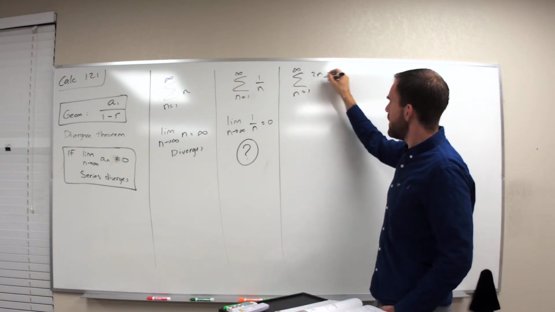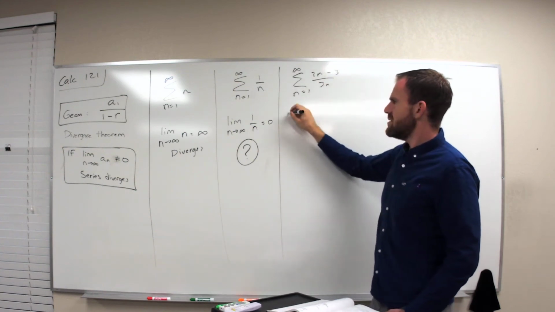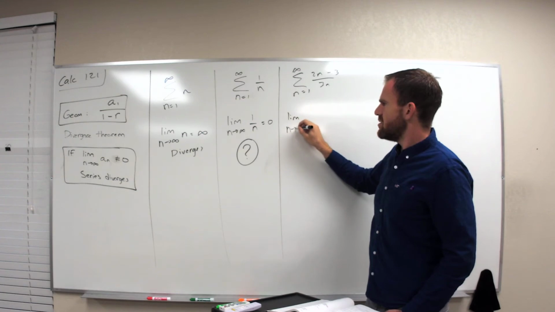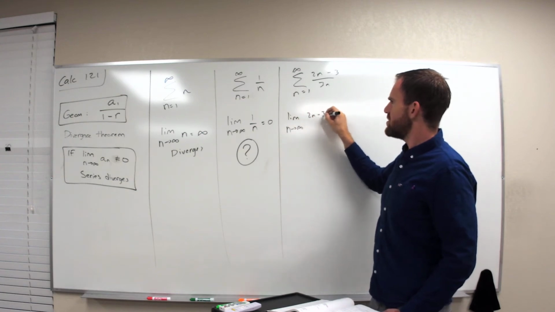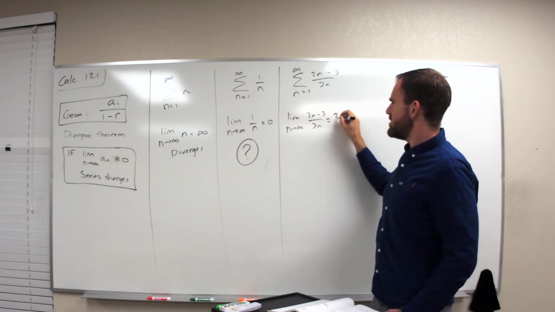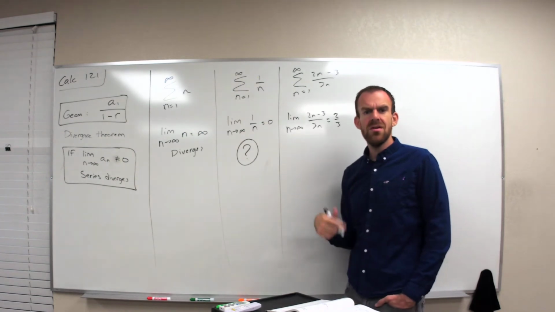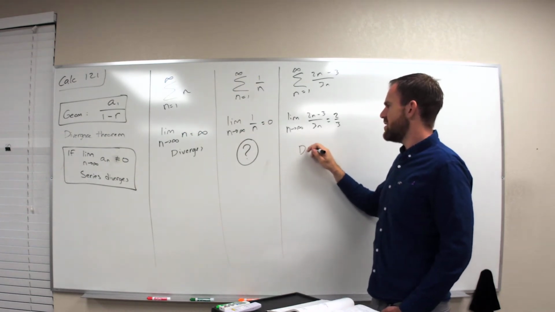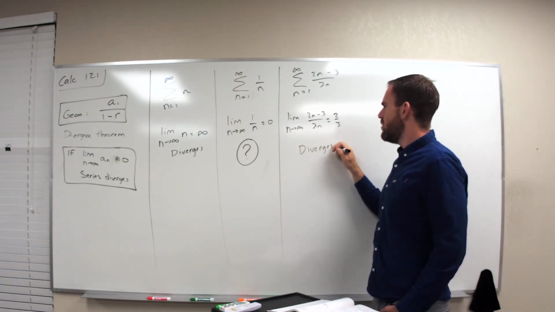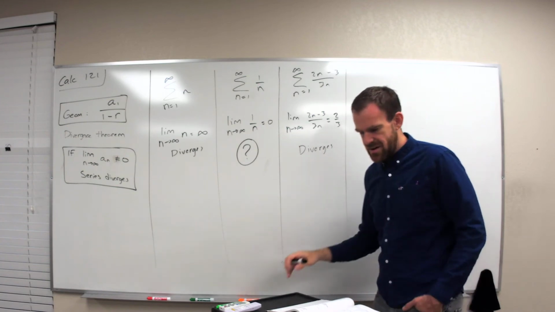Next one, let's try this: 2n minus 3 over 3n. So let's take the limit as n approaches infinity of 2n minus 3 over 3n. That's 2/3 by L'Hopital's rule. So this series diverges, which means it won't settle on a nice number.